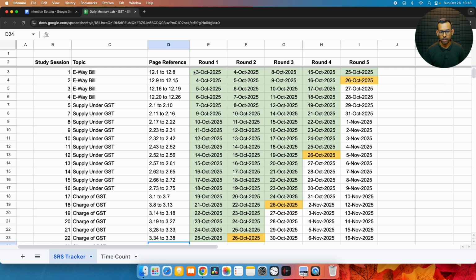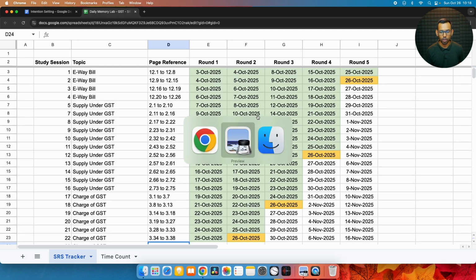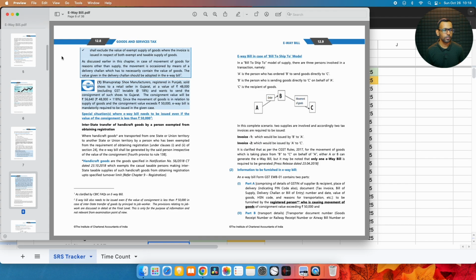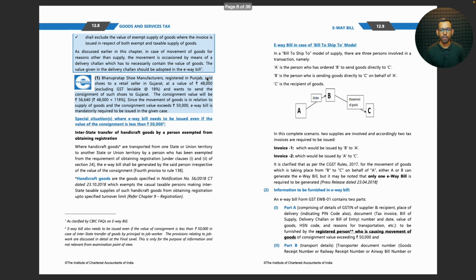On that note, let us start with round 5 of e-way bill. E-way bill in case of bill to ship to model. In a bill to ship to model of supply, there are three persons involved in a transaction, namely A, a person who has ordered B to send goods directly to C; B, the person who is sending goods directly to C on behalf of A; and C, the recipient of goods.